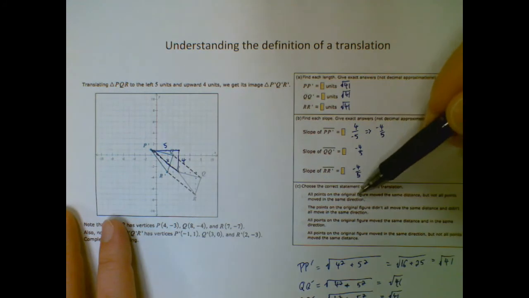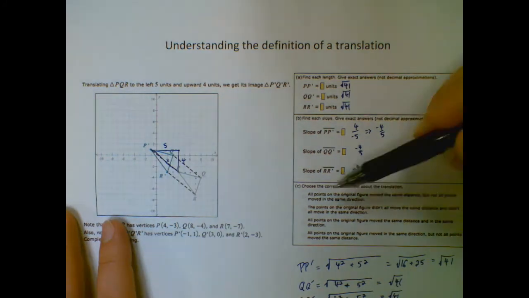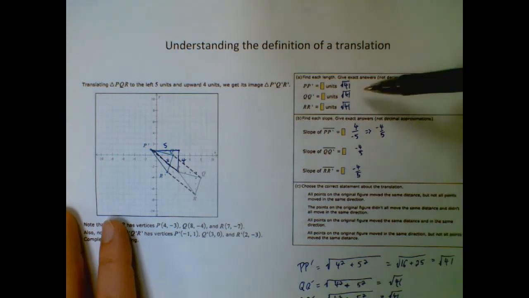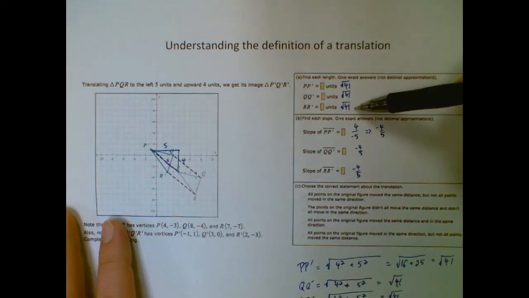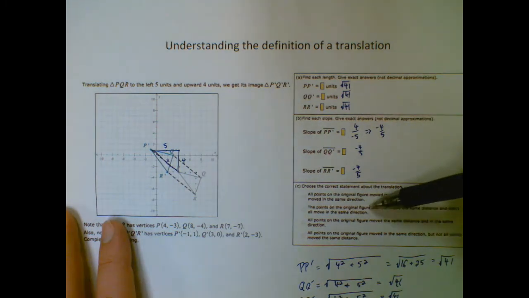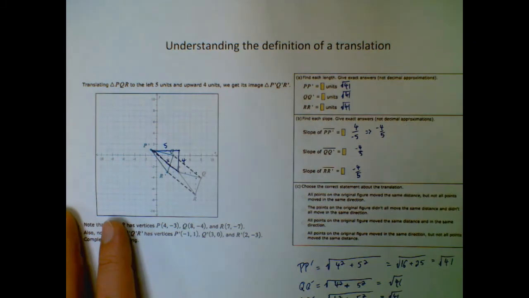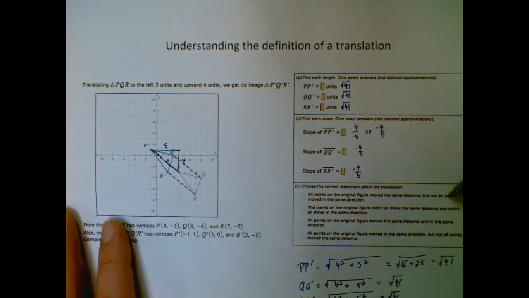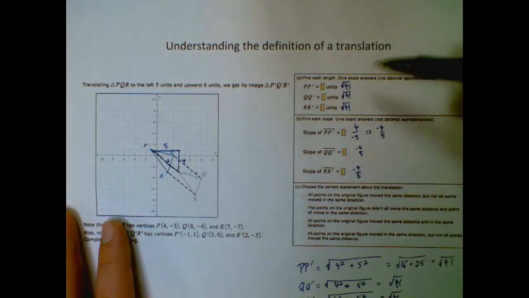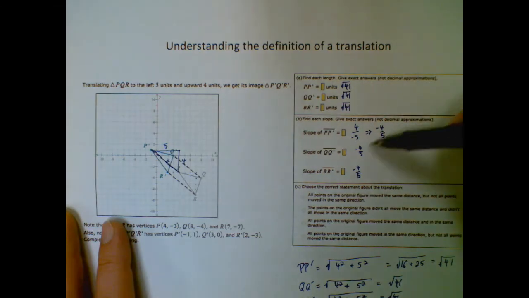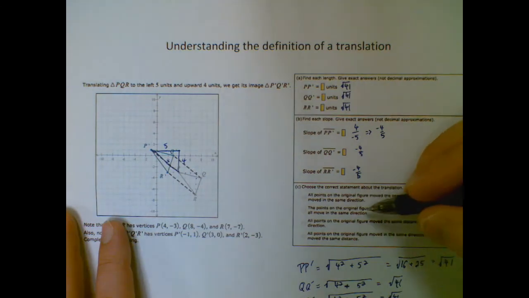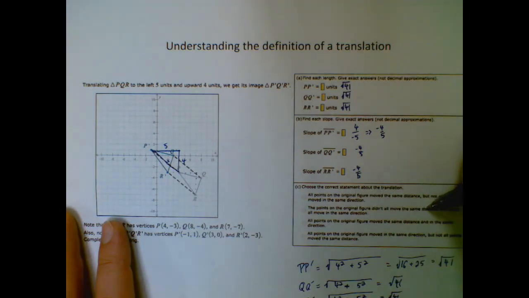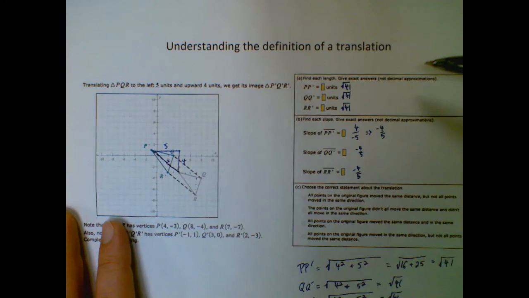All points on the original figure move the same distance, but not all points move the same direction. So distance is the actual length, and the direction is determined by your slope. It says, basically, that all points moved have the same length, but not all of them have the same slope, and that's false. They have all the same length and all the same slope. That's false. The points on the original figure didn't move the same distance. Okay, well, that's wrong already.